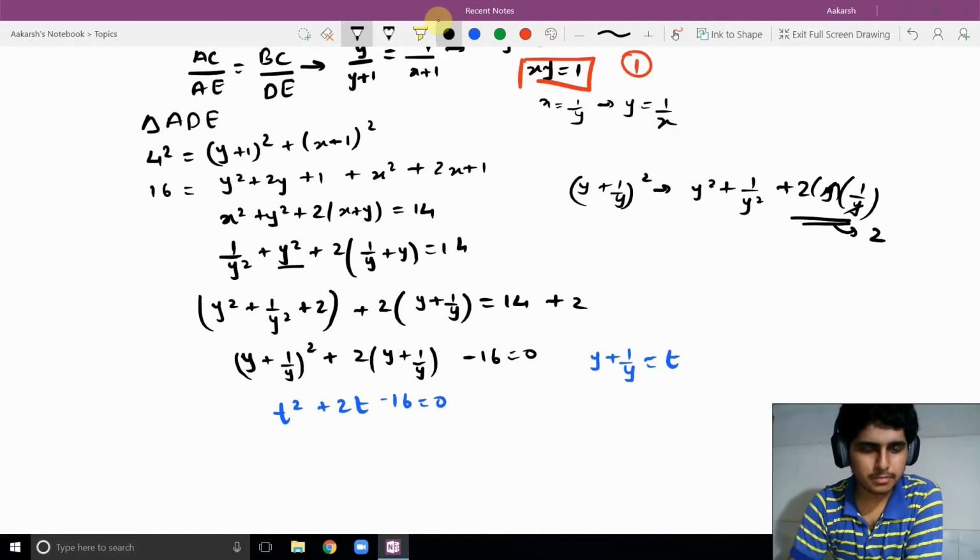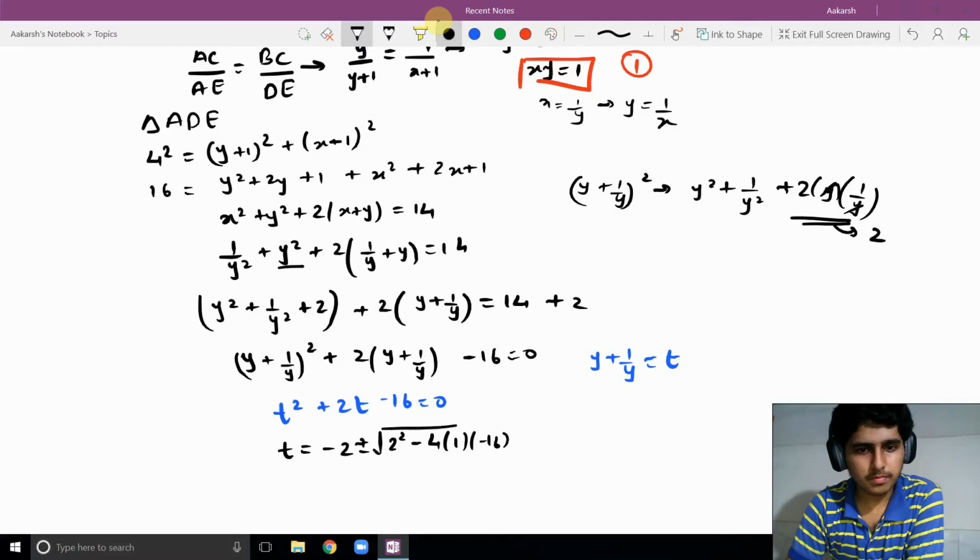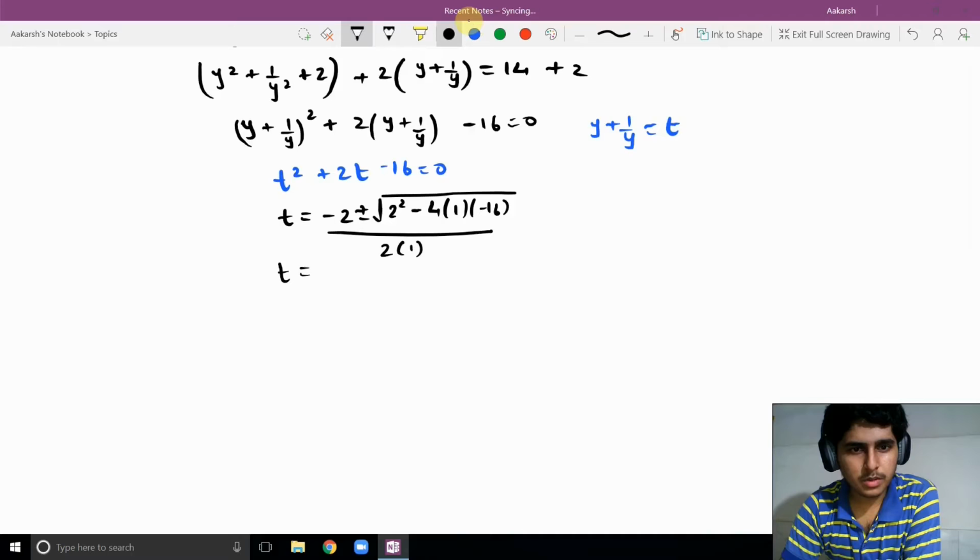Now it's quite simple. I know the quadratic formula. So t is minus b plus minus square root of b square minus 4ac, where a is 1 and c is minus 16. Now this whole divided by 2, t is equal to minus 2 plus or minus square root of 68 by 2. Now if I divide this by 2, I get minus 1 plus or minus square root 17.